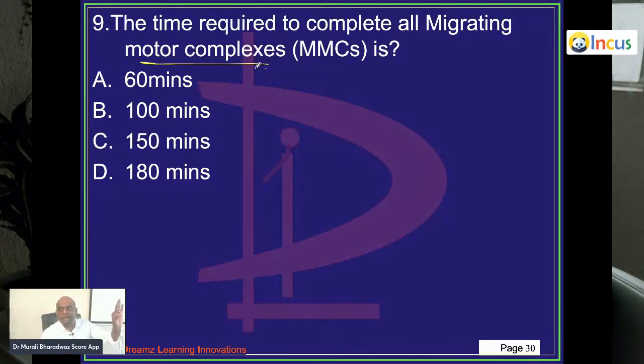Migrating motor complexes. How does the peristalsis occur? Migrating motor complexes. Every 100 minutes, our gut will keep reminding us, cow, cow, cow. The only thing sure shot to do every day is to eat, right?